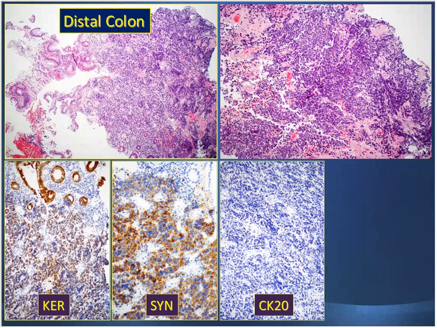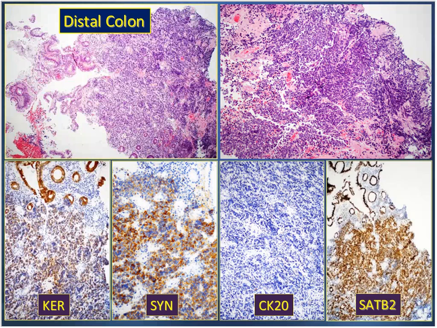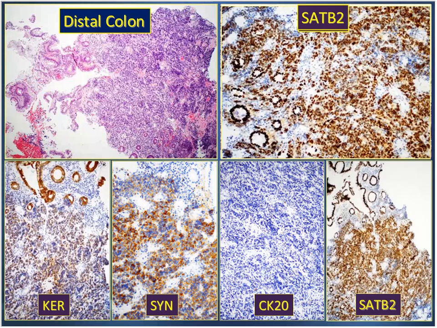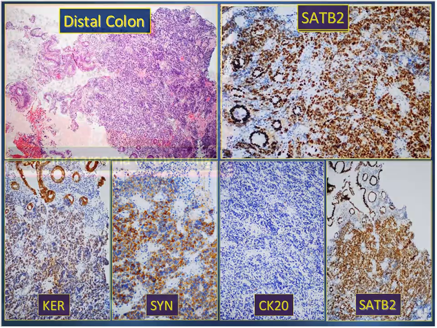However, cytokeratin 20 next to that is completely negative. Now the question is, is this a metastatic tumor, or is it actually colorectal in origin? So here is SATB2 low power and high power showing a diffuse nuclear staining universally for that particular marker. Extremely helpful on these kinds of occasions.